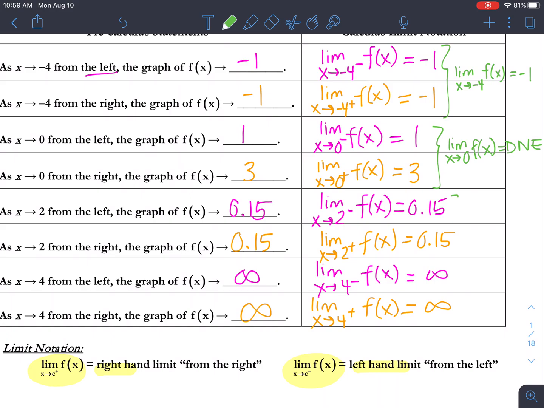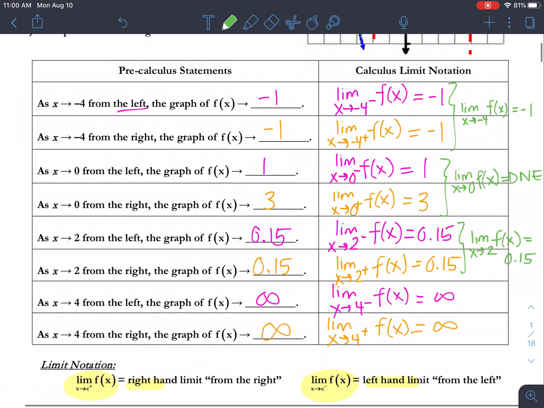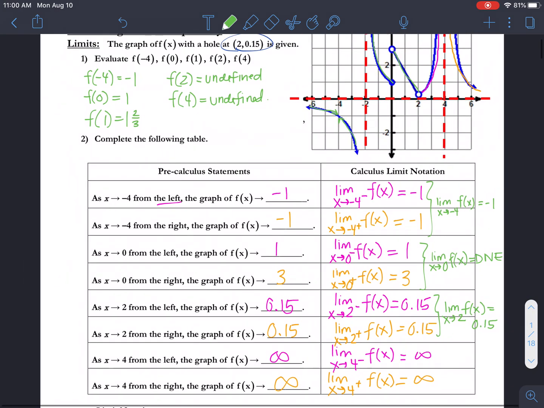Okay, and if you take a look, the next two, looks like we're smooth sailing from here. For as x approaches 2, okay, what do we know? Well, as x approaches 2 in general, since from the left I approached 0.15 and from the right I approached 0.15, the limit in general is 0.15. I want to reflect back on when we asked what f of 2 was.